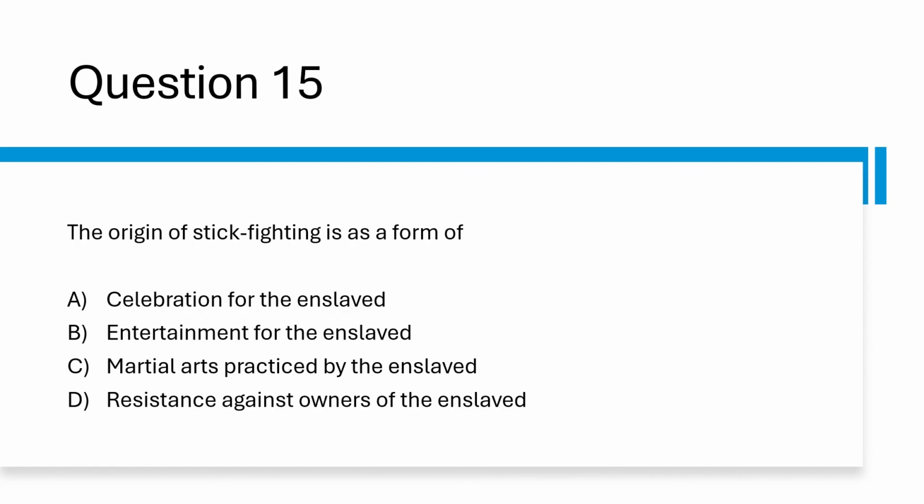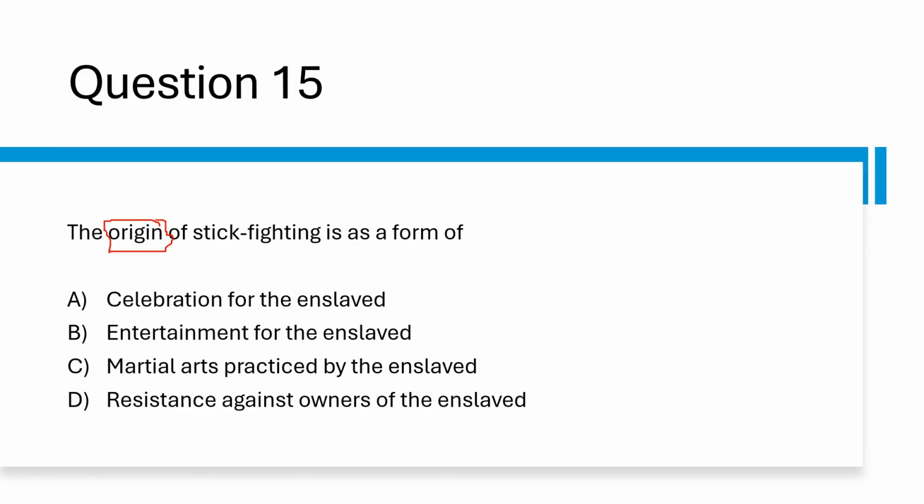C, martial arts practiced by the enslaved. Now, when you think about the origin of stick fighting among the enslaved, remember it came to us in the Caribbean. The enslaved brought it to the Caribbean with them, and so it was a form of martial arts dance, yes, as they were practicing whatever it is that they were doing in the ritual. And so that's how it started. Notice the word origin. This word here is the critical word that will help you with the response here.